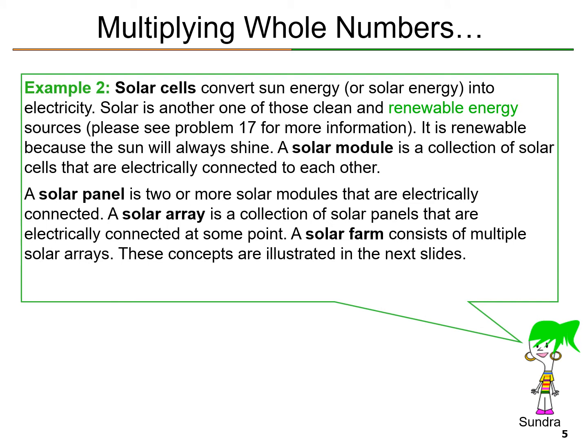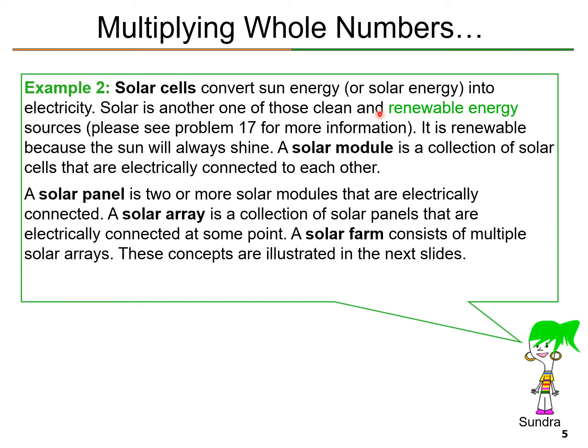Example 2 leads into renewable energy. Solar cells convert sun energy, also known as solar energy, into electricity. Solar is another one of those clean and renewable energy sources. So please see problem 17 for more information on renewable energy. The sun's energy is renewable because the sun will always shine.